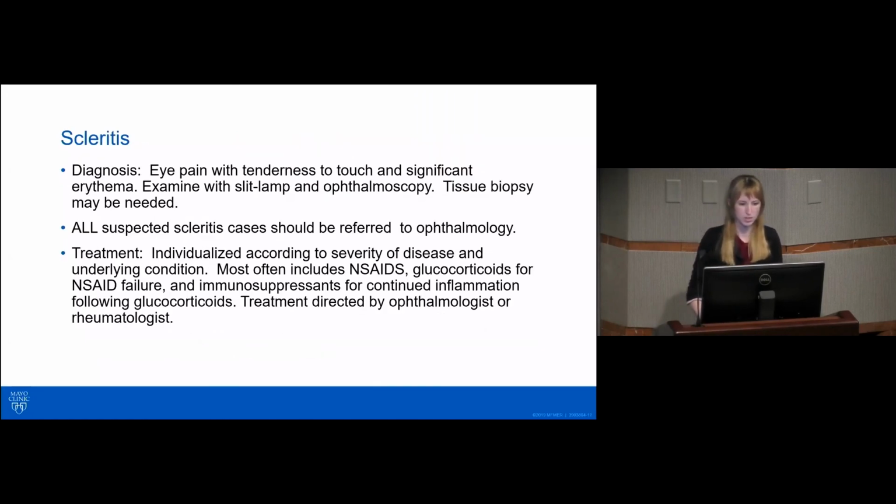To diagnose this, patients typically have eye pain with tenderness to palpation, and they can have significant erythema. Examination can be performed with slit lamp and ophthalmoscopy. Tissue biopsy may be needed. All suspected cases of scleritis should be referred to ophthalmology, and treatments individualized based on the severity of disease and underlying condition. Treatment should be directed by an ophthalmologist or rheumatologist.